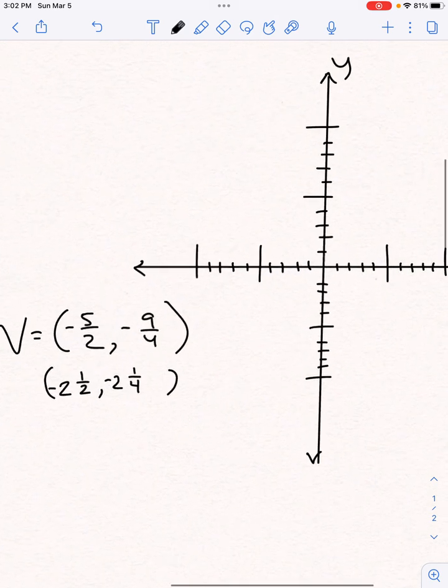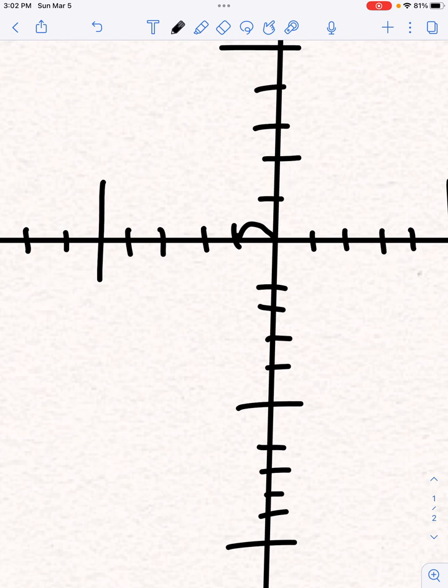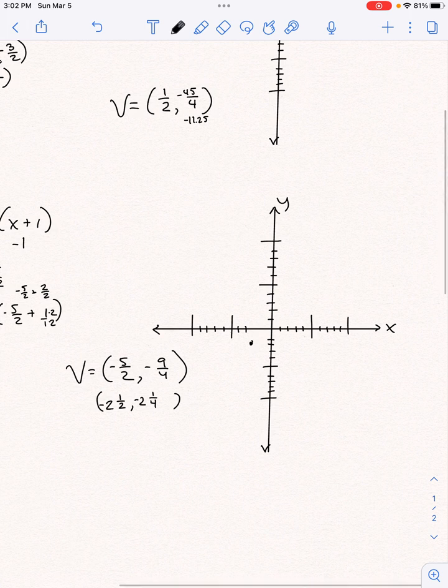So let's try to graph that. 2 1/2. Or this is 2 1/2 is somewhere here, and then 2 1/4 down. Maybe that's 1. Maybe that's 2. Just a little bit, somewhere right there. As long as you can estimate. Right, and put a point similar to where that region should be, you're good.